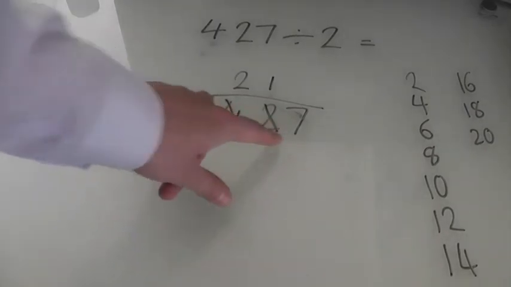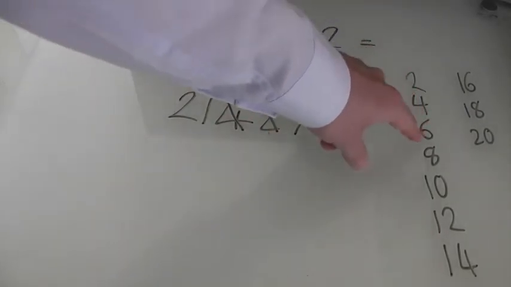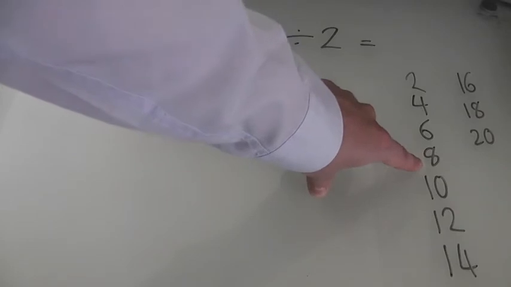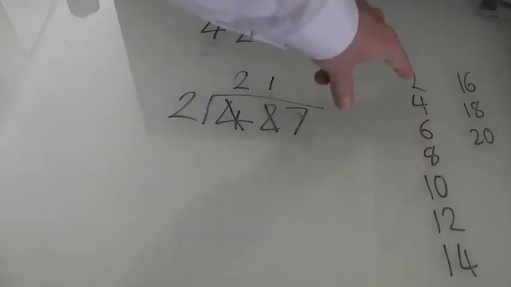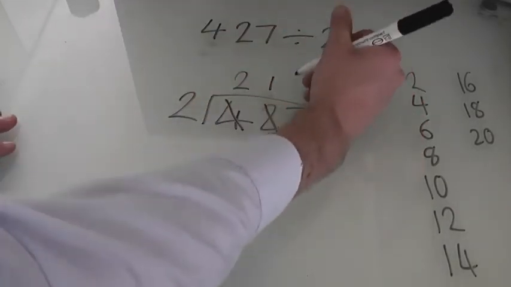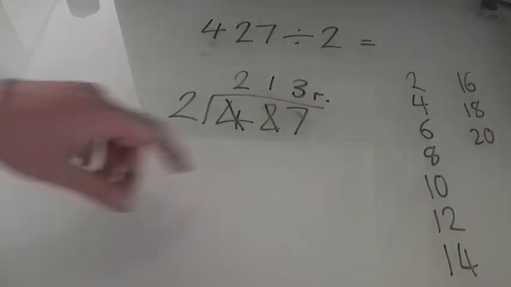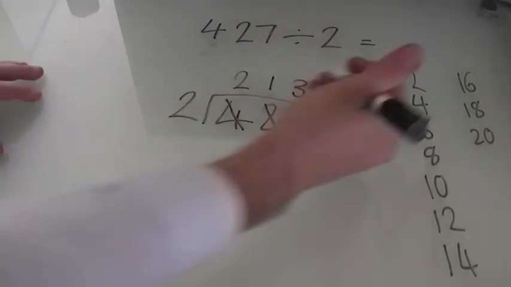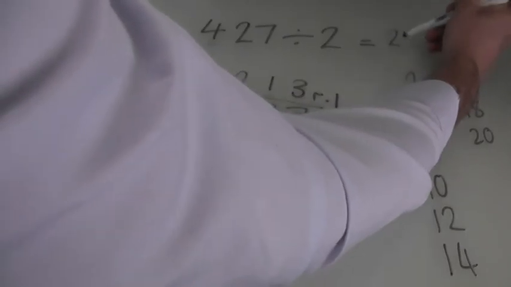Now we do how many 2's go into 7. 1, 2, 3. Can we go here? No, we can't because it's too big. So 1, 2, 3. With a remainder of 7 take away 6, 1. So our answer 213, remainder 1.